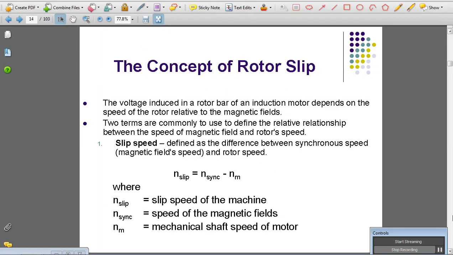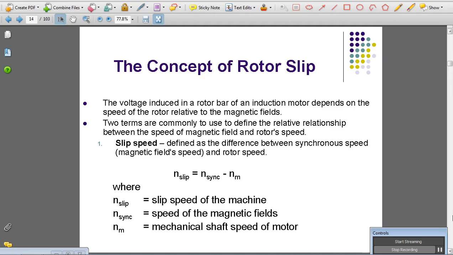Okay, now we start to look into the parameters that will be used in the analysis of an induction motor. So, the concept of the rotor slip. The voltage induced in the rotor bar of an induction motor depends on the speed of the rotor relative to the magnetic field. If the speed of the rotor is equal to the speed of the magnetic field on the stator side, then basically no voltage can be induced, which means that no rotor current will be produced in the rotor side.